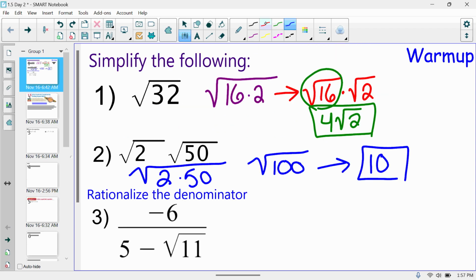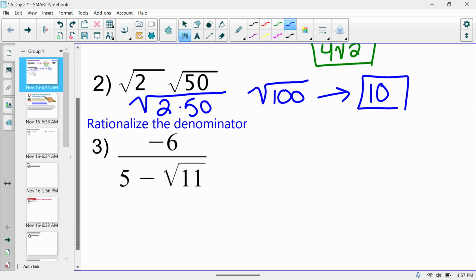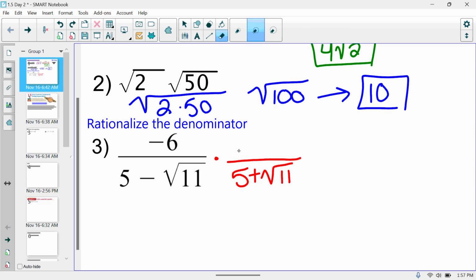Okay, and then we've been learning that in math, we're not allowed to write answers with a radical in the denominator. So we learned a process to get rid of that radical, which is called rationalizing the denominator. And in this type of problem, to rationalize the denominator, you have to multiply by, again, what's called the conjugate of this, which just means 5 plus radical 11. And you have to do it to the numerator and the denominator.